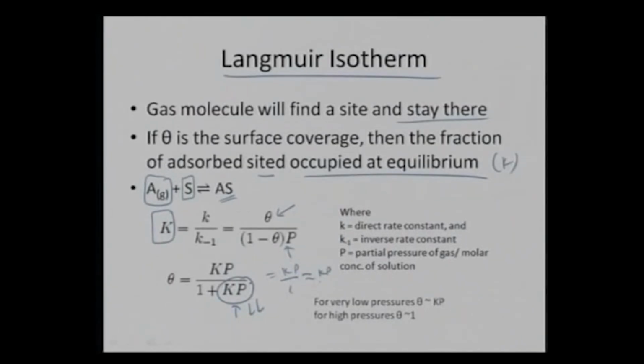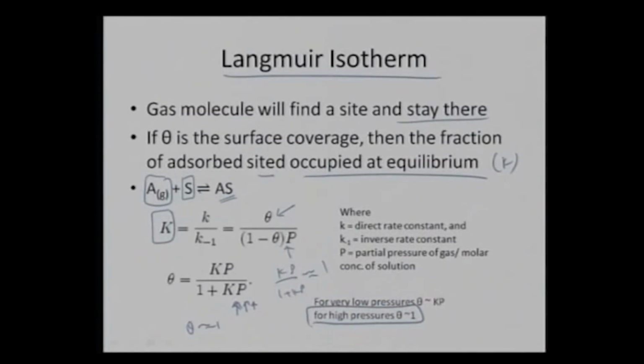But for very high pressures, once I have pressure very high, this term starts dominating, and then Kp by 1 plus Kp eventually becomes 1. So my theta becomes approximately 1 for very high pressures.